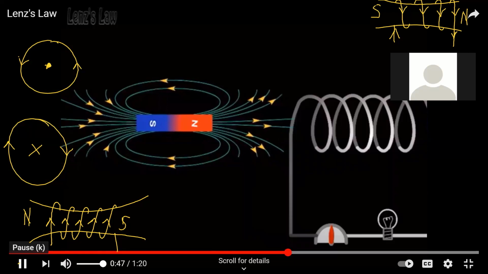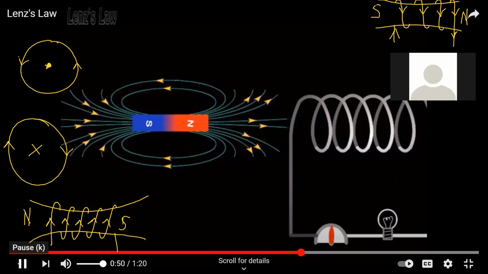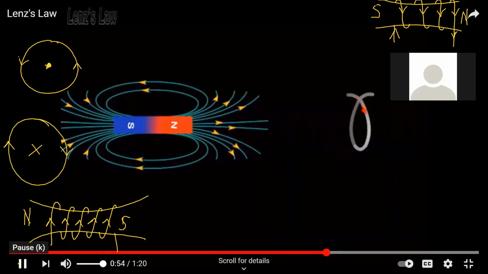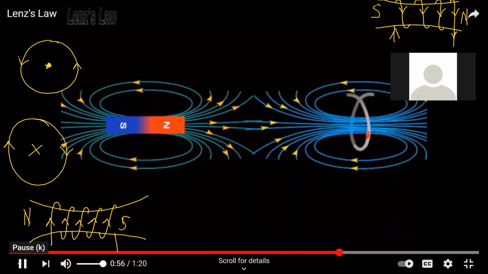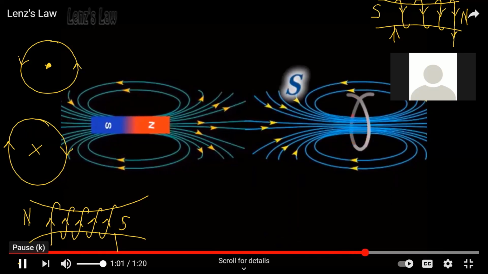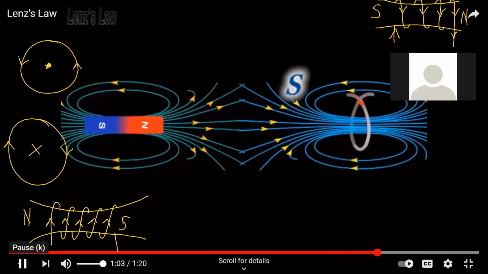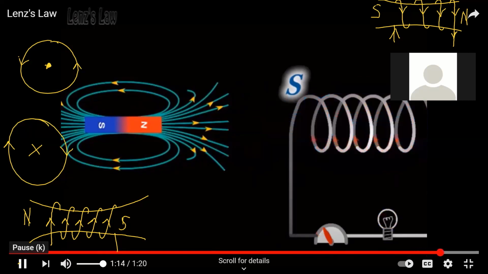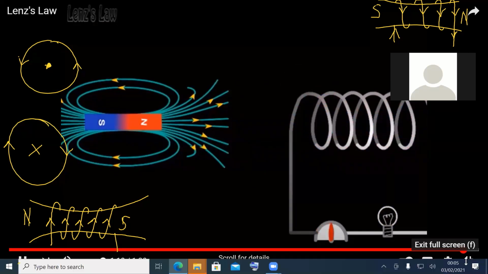Now, when the magnet is pulled away from the solenoid, there is a changing magnetic field in the loops of the solenoid. This induces current in the loop. However, this time, the loop has a south pole generated, which attracts the magnet and opposes the motion of the magnet away from the solenoid. The induced current is therefore in the opposite direction.